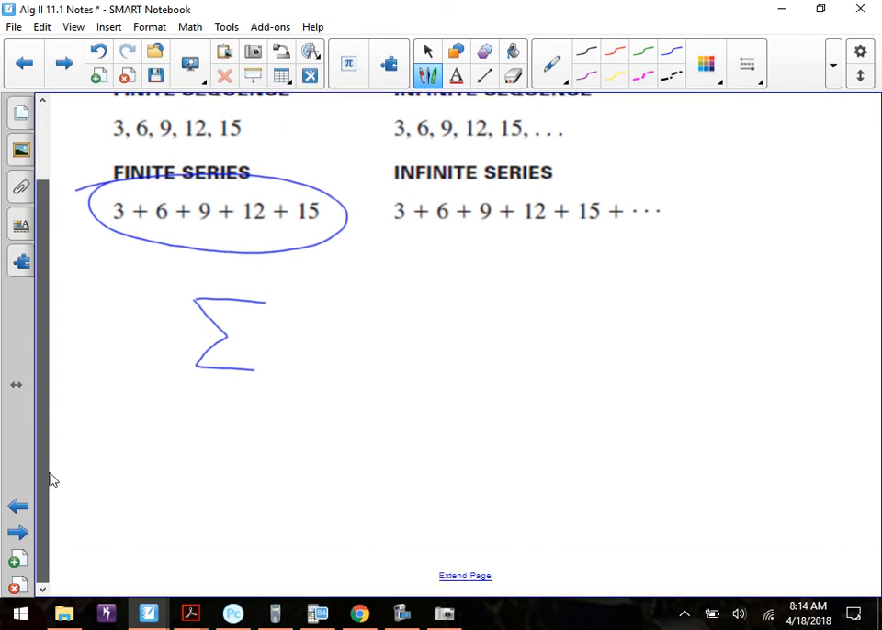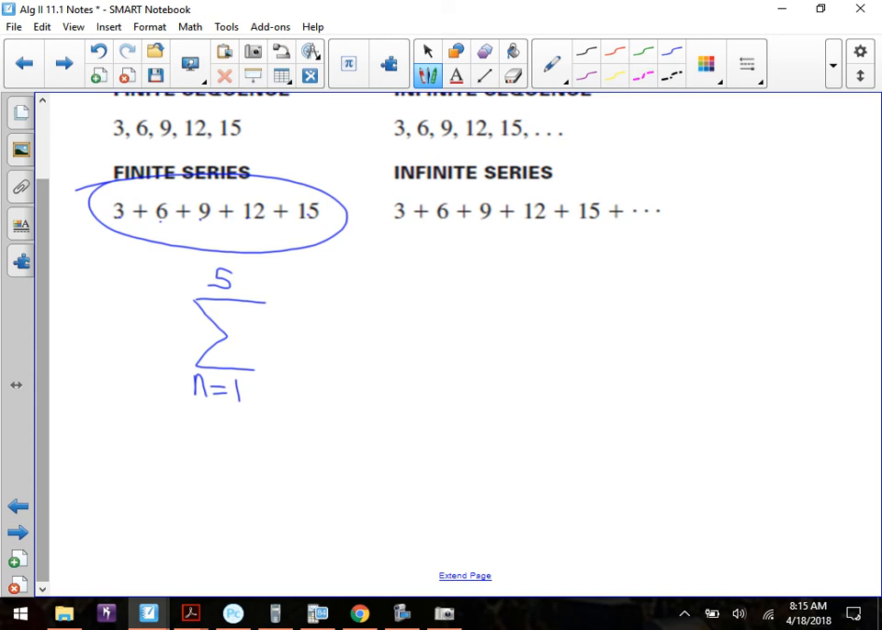So, what happens here with this thing called sigma notation? This is the Greek letter sigma. It stands for sum. It stands for adding things up. You start with the first term. It goes through 1, 2, 3, 4, 5. There are 5 terms in the sequence. That's how many times you're adding them together.